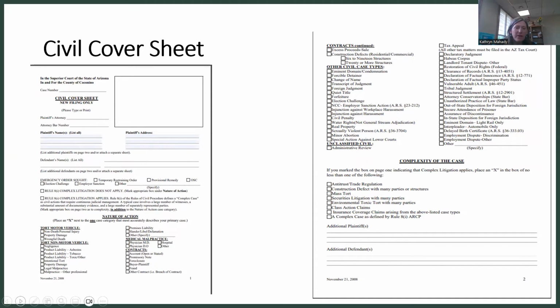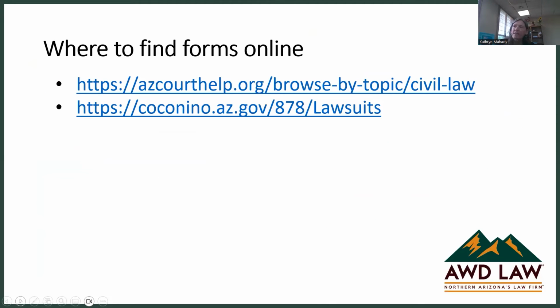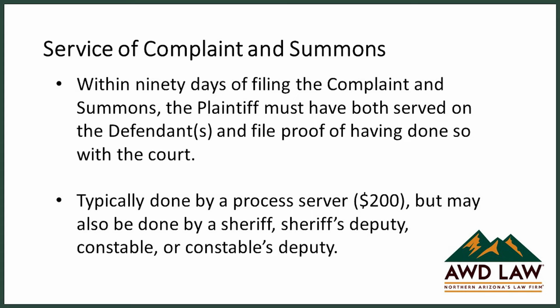So this all makes sense. You find the one that's closest to your case and check that box. And so the clerk will have that, or you can find the forms online. All the forms are here: the complaint, the summons, garnishment forms later if you need those after a judgment. But you can also just Google Arizona Court Help, and if you don't have this link, you can get to all the forms that the Arizona courts offer.